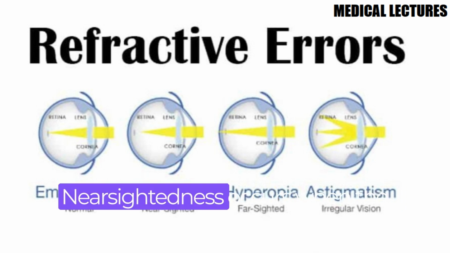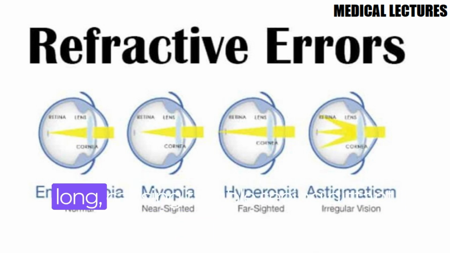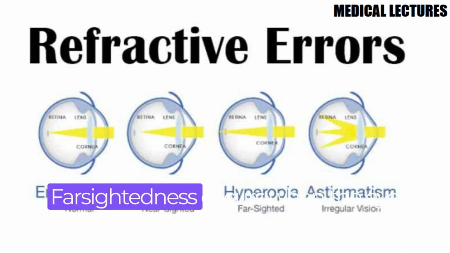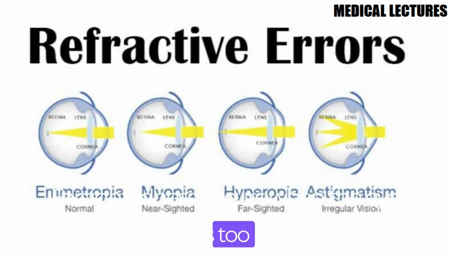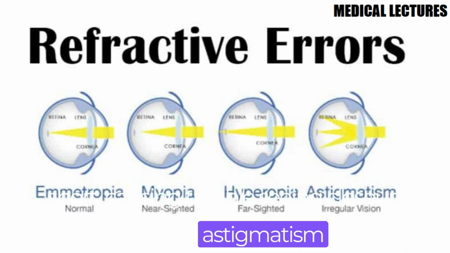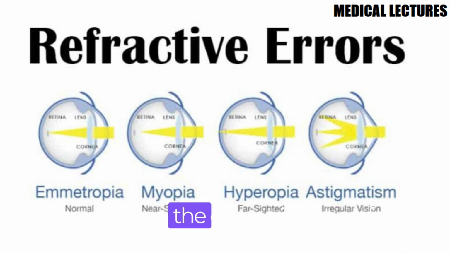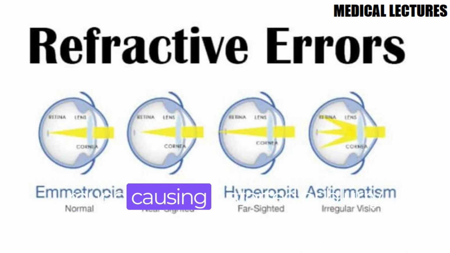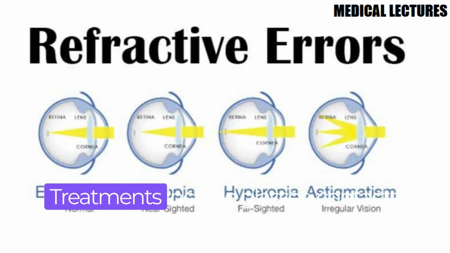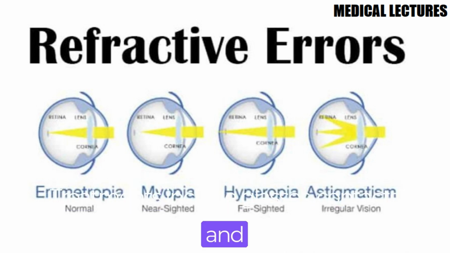Nearsightedness occurs when the eye is too long, causing trouble seeing distant objects. Farsightedness occurs when the eye is too short, causing trouble seeing close-up objects. Astigmatism occurs when the cornea is not perfectly round, causing distorted or blurry vision. Treatments include glasses, contacts, and refractive surgery like LASIK.